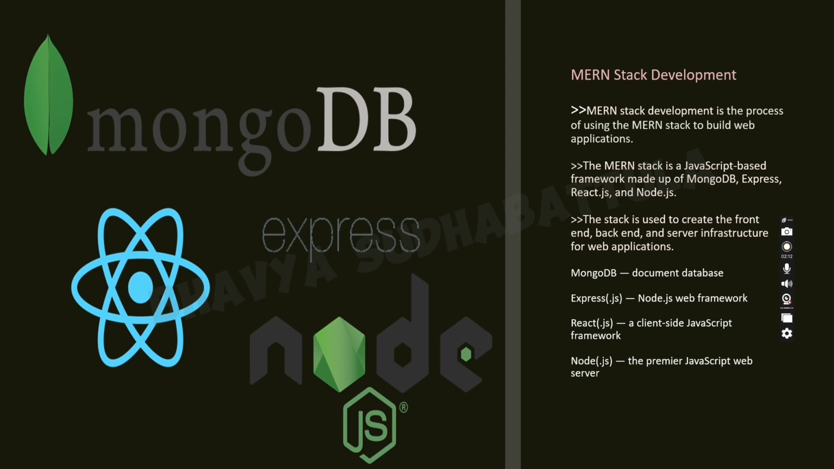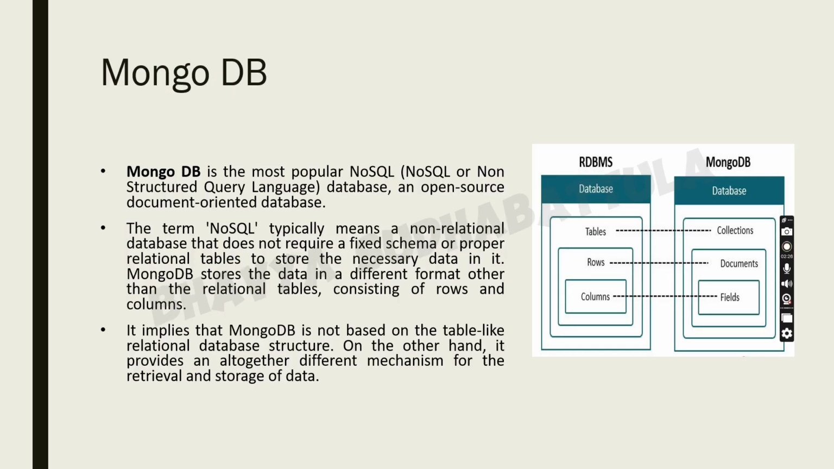Then, what is the meaning of MERN Stack? Now let us see the abbreviation of the MERN. M stands for MongoDB, E stands for Express.js, R stands for React.js, and N stands for Node.js. MongoDB is a document-based database and Express.js is a Node.js framework. Now let us see the explanation of MongoDB.